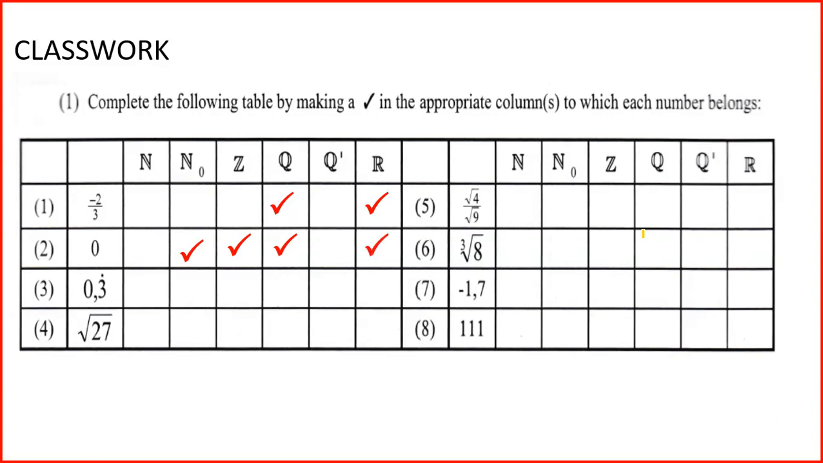What about the decimal 0.33333? That is a rational number and a real number. The square root of 27, you'll realize that it gives you a non-recurring decimal. So that is irrational. And the fact that it's irrational, it can also be a real number. The square root of 4 divided by the square root of 9 is 2/3, which is a rational number and a real number. The cube root of 8 is 2, so it can basically be all those numbers except for irrational. -1,7 is a finite decimal, so that is a rational number and a real number. 111 is all those numbers except for irrational numbers.